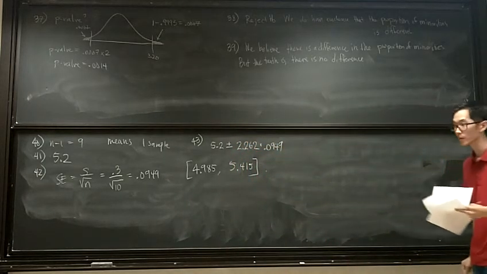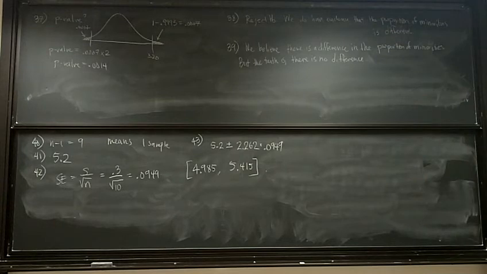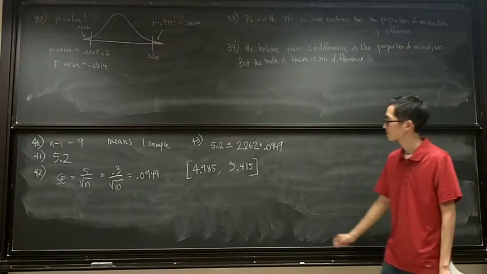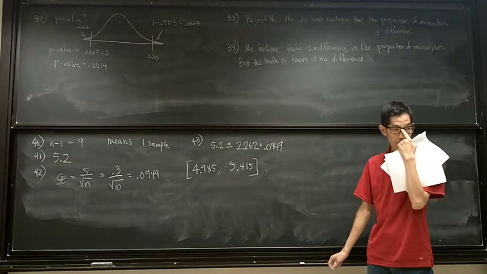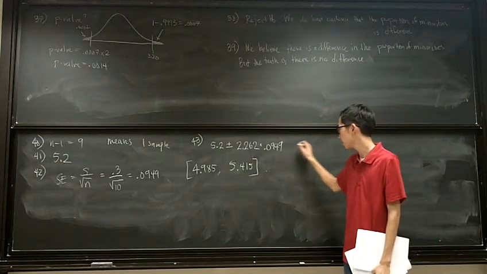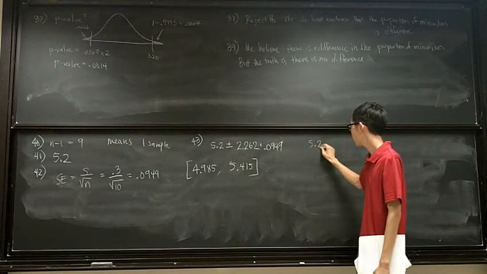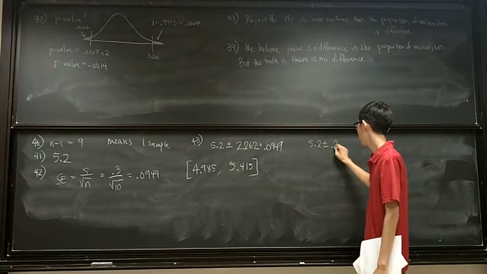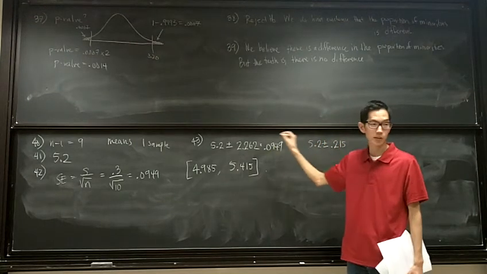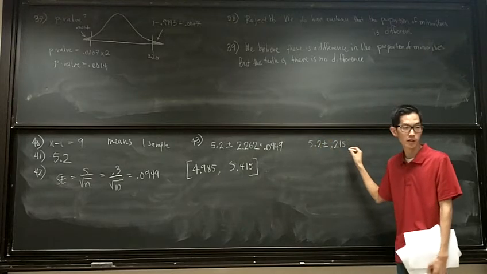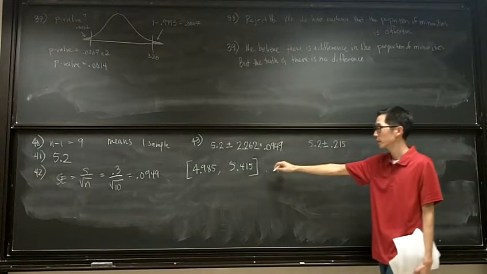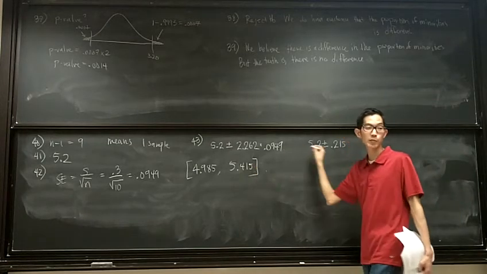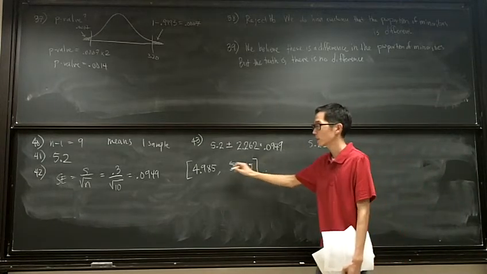I don't get that part. You don't get which part? Oh, okay, so you find the margin of error, which helps you find that. Yes, so I'm going to do this and I'm going to get 5.2 plus or minus 0.215. If I do the multiplication, I get 0.215. And then I do 5.2 plus 0.215, and that gives me this. And I do 5.2 minus 0.215, and that gives me this.